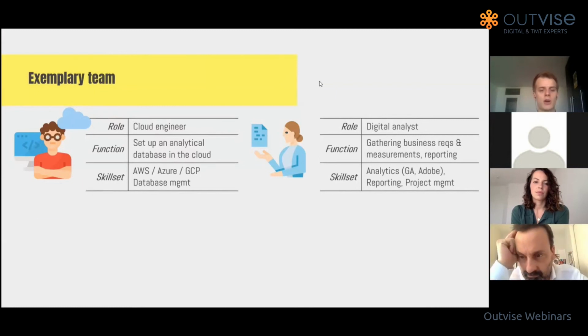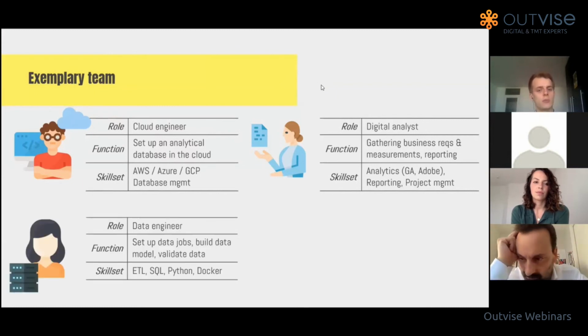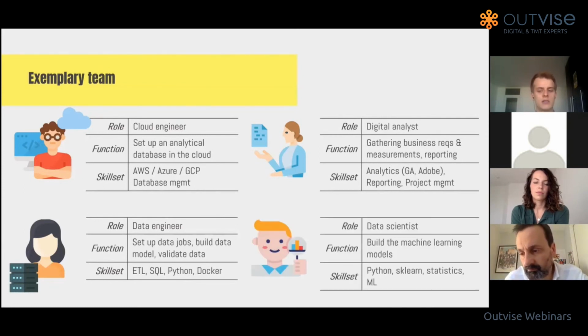You, of course, need a data engineer who would set up data jobs and build the model, validate the data, who's proficient in ETL, SQL, Python, and Docker containers, as well as a data scientist who would build the machine learning models and know something about Python, scikit-learn, statistics, of course, and machine learning. This would be your kind of go-to team when you want to kick off a project.